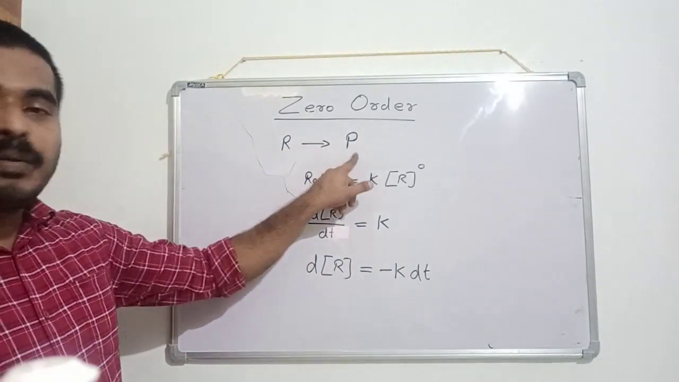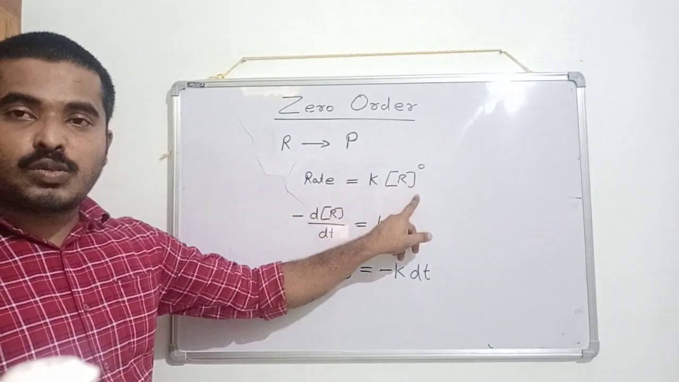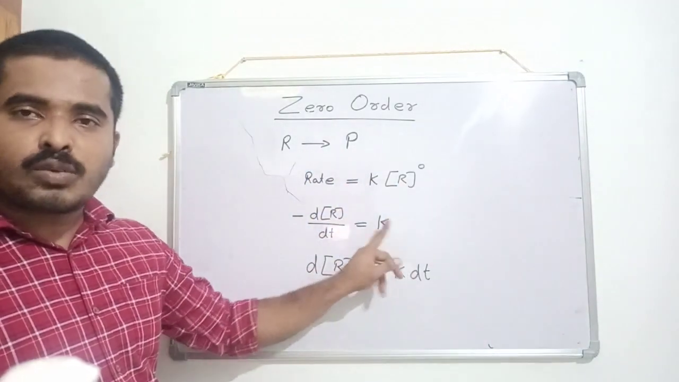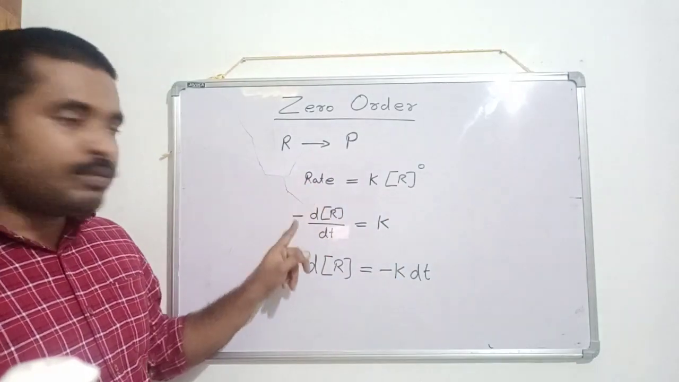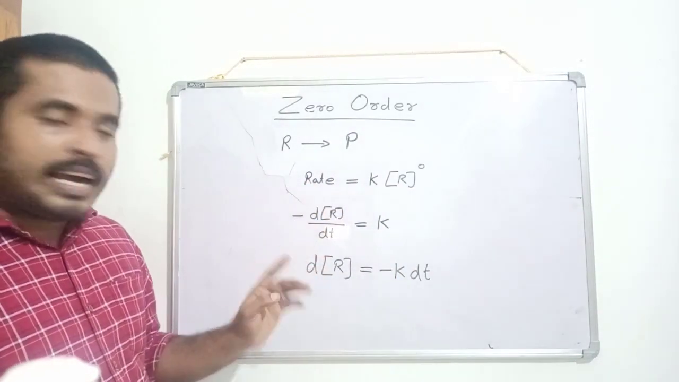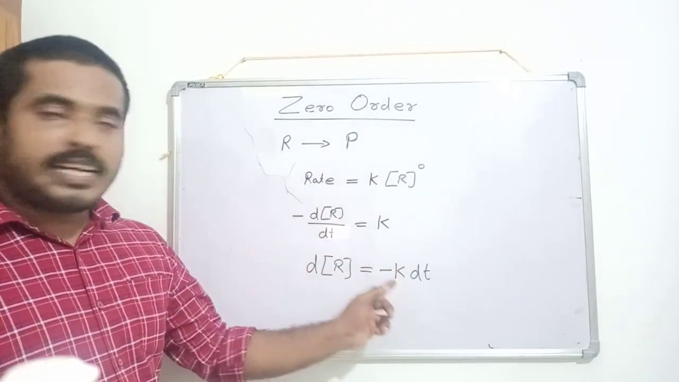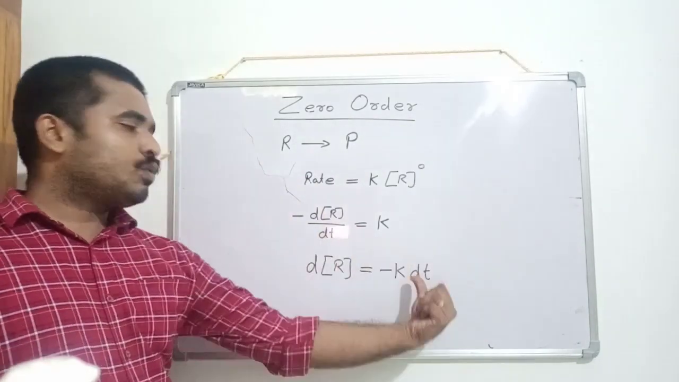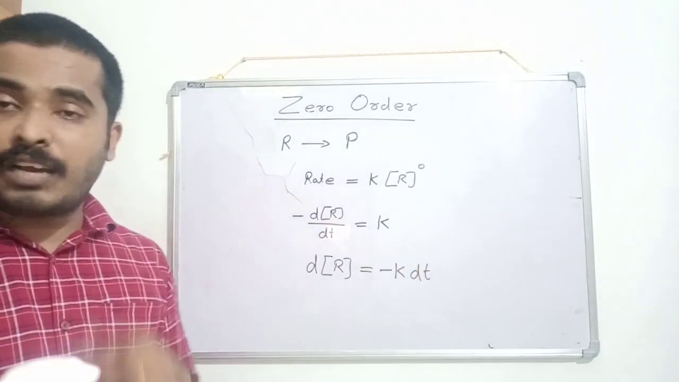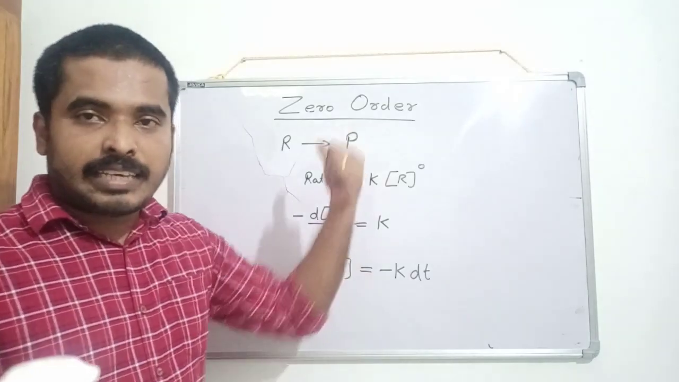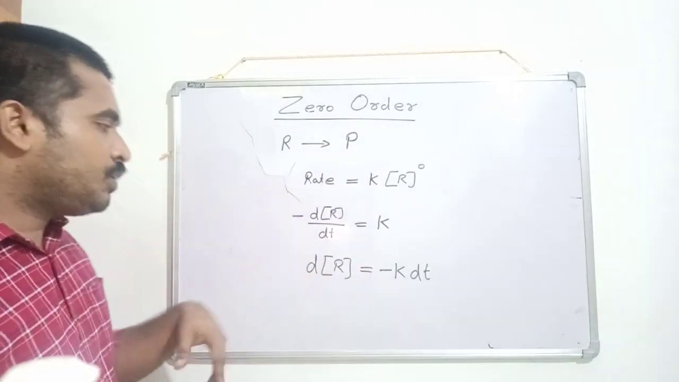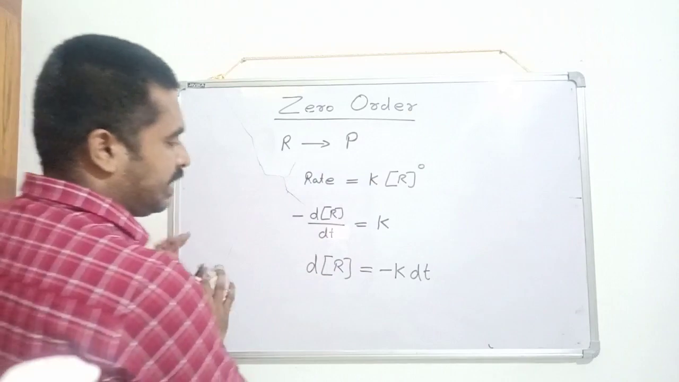See, reactant becoming product, rate equals k into [R] raised to 0. R raised to 0 is 1, so rate equals k. Instead of rate, we will write minus d[R] by dt, take that negative to the other side, take that dt to the other side: minus k dt. Now shall we integrate? Please write it down. We are going to integrate d[R] equals minus k dt.